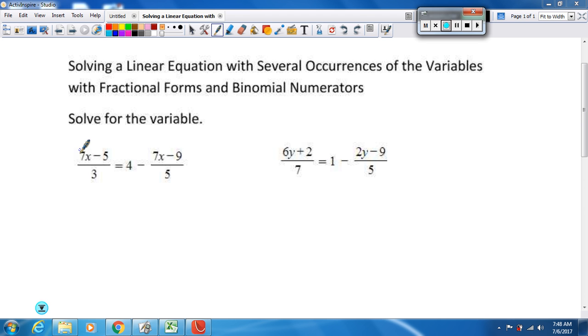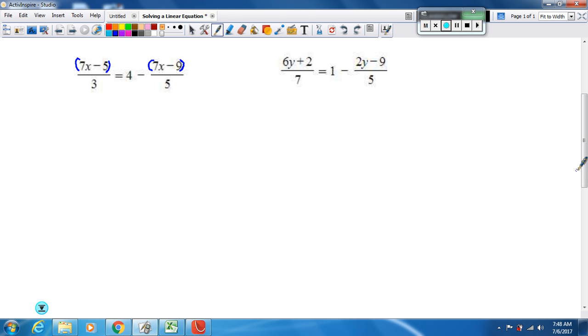Anytime you have binomials, you want to start off first of all by putting them in parentheses. The next step is actually to get rid of the denominators, the bottom of the fraction. You pick the biggest number, which is 5 in this case, and see if the other numbers go into it.